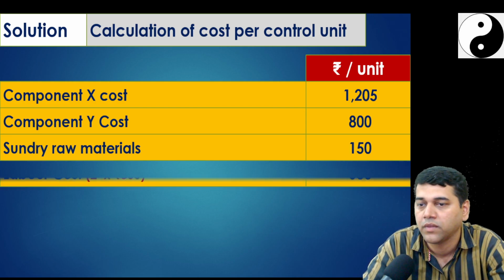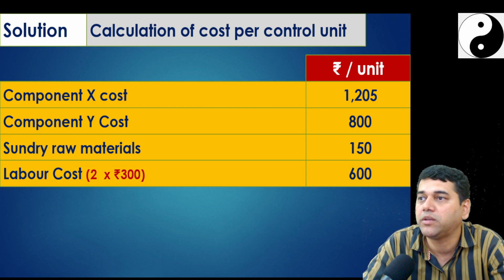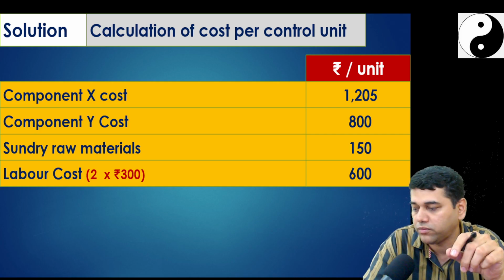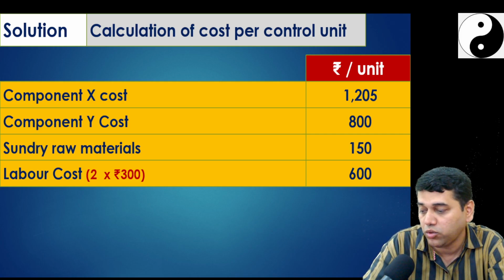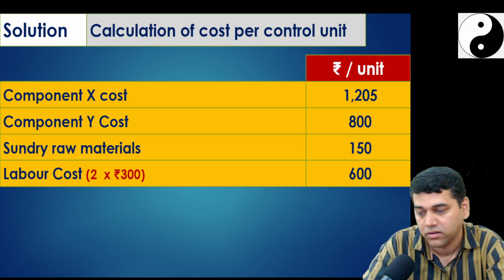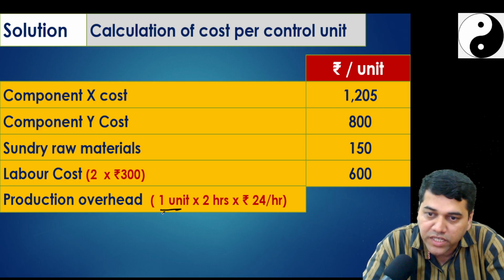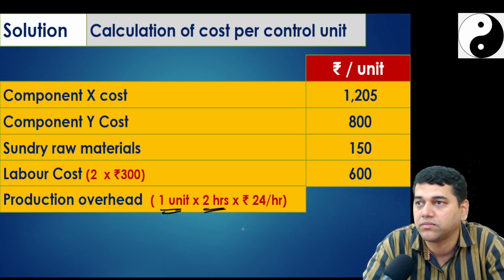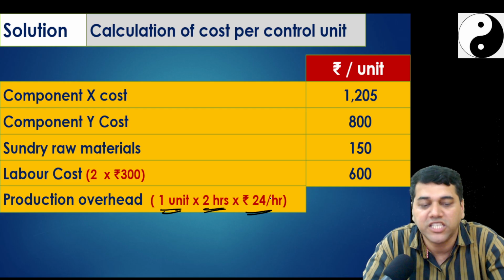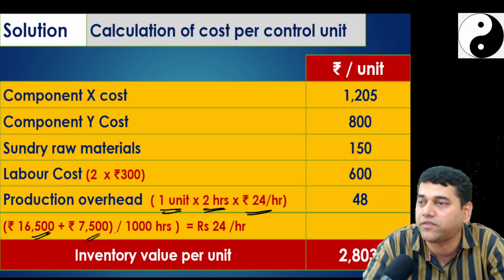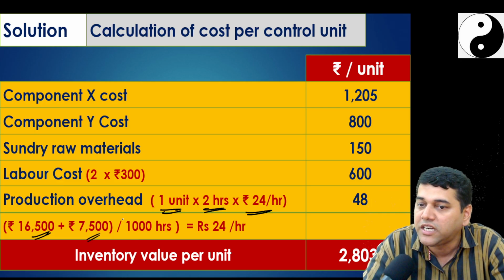Clear? Now comes the labor cost. To manufacture this AC, you spend 2 hours. So 600 rupees you will give. Now comes the production overheads. For 1 unit, it will take 2 hours and you will charge it based on 24 rupees per hour. How did you get it? 16,500 plus 7,500, selling cost you have ignored, divided by 1000 hours.